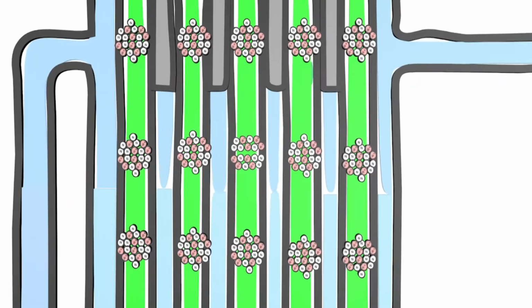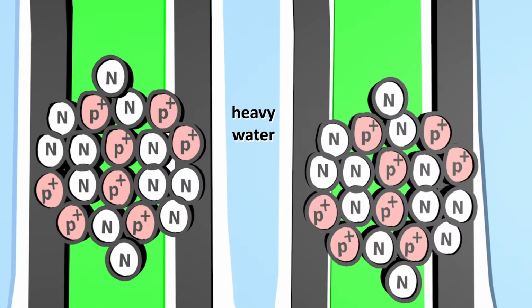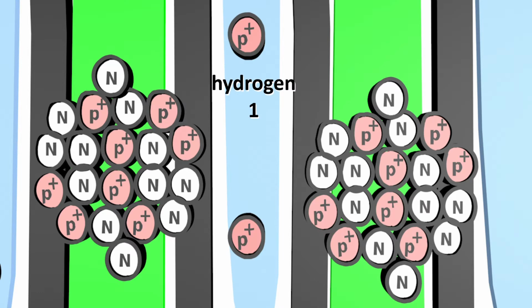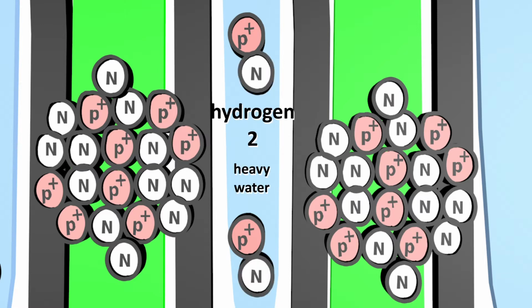So-called heavy water is now located between the fuel rods. But what is heavy water and what is the difference to normal water? Water consists of H2O molecules. That means 2 hydrogen atoms and 1 oxygen atom. Normal water only has hydrogen H1 atoms in the water molecules. That means hydrogen atoms with only 1 proton. Heavy water has hydrogen H2 atoms. That means hydrogen atoms with 1 proton and 1 neutron.